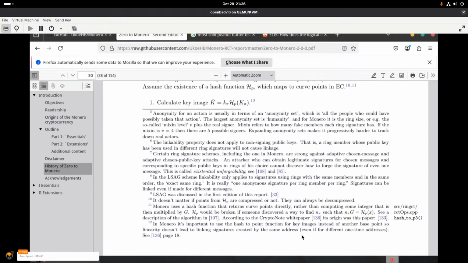In the LSAG scheme, linkability only applies to signatures using rings with the same members in the same order, the exact same ring. It is really one anonymous signature per ring member per ring. Signatures can be linked even if made for different messages. LSAG was discussed for the first edition of this report. It doesn't matter if points from Hp are compromised or not. They can always be decompressed.